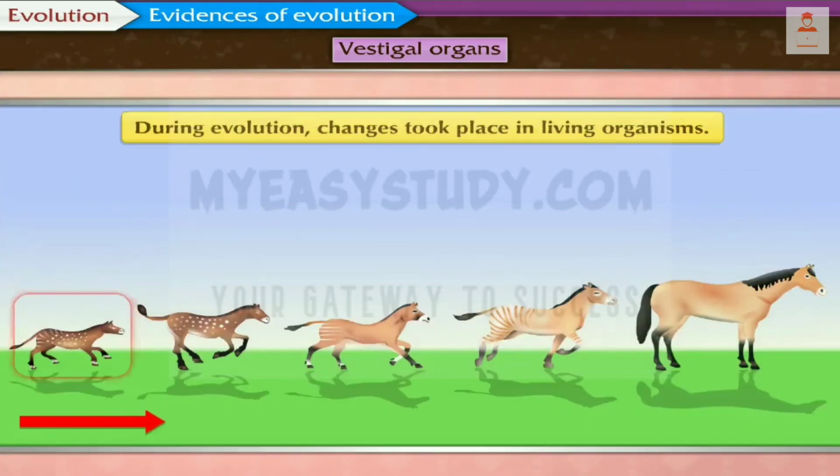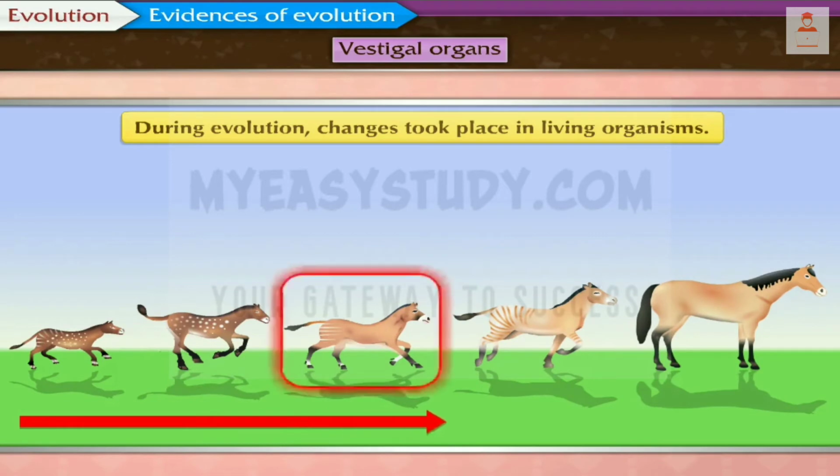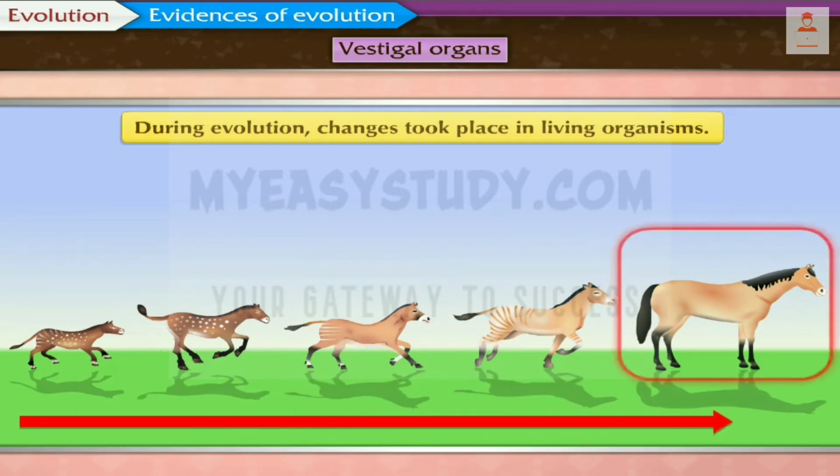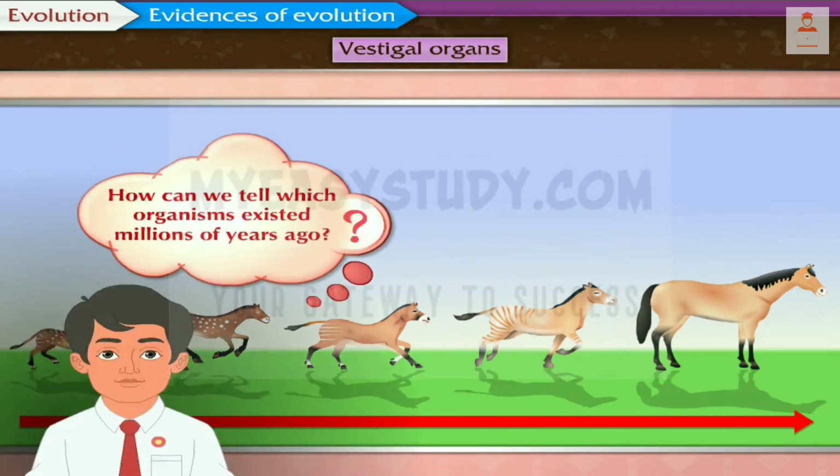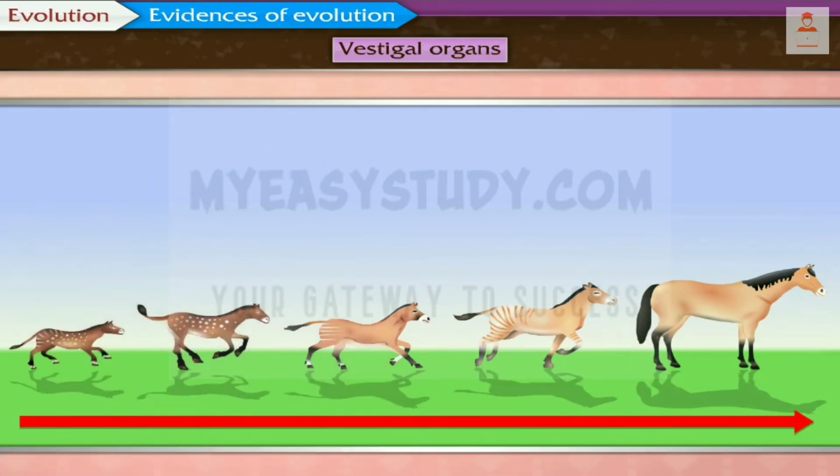We know that during evolution, changes took place in living organisms. But how can we tell which organisms existed millions of years ago? Come, let us study about the next evidence of evolution to get the answer for this question.